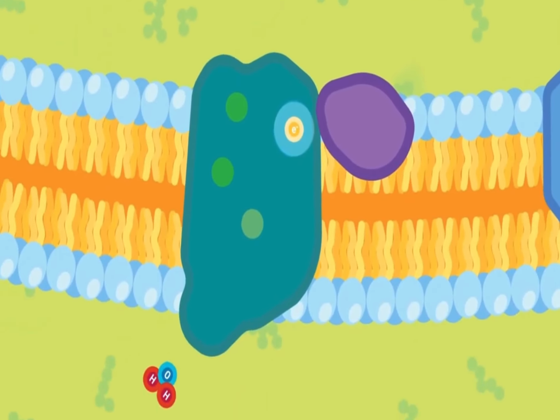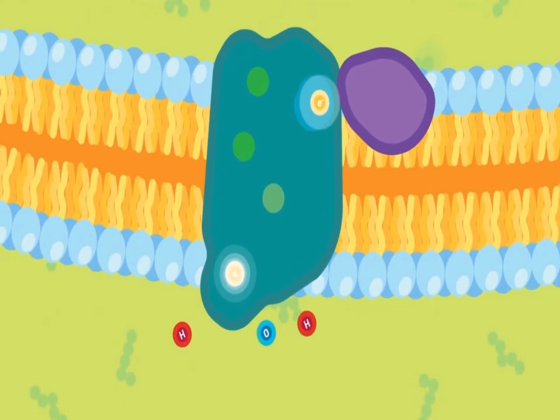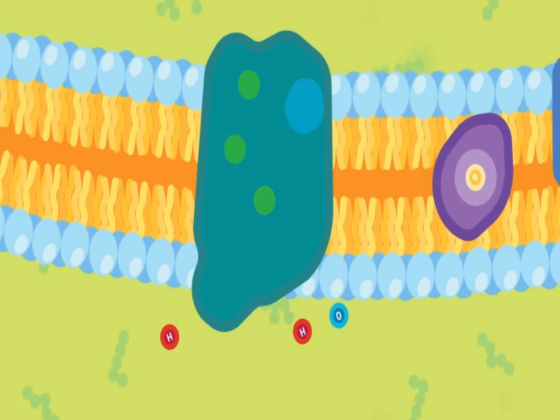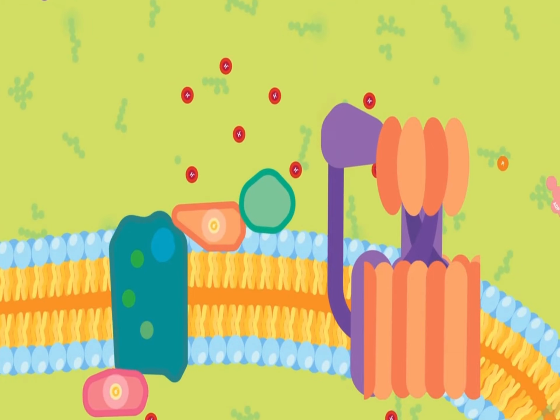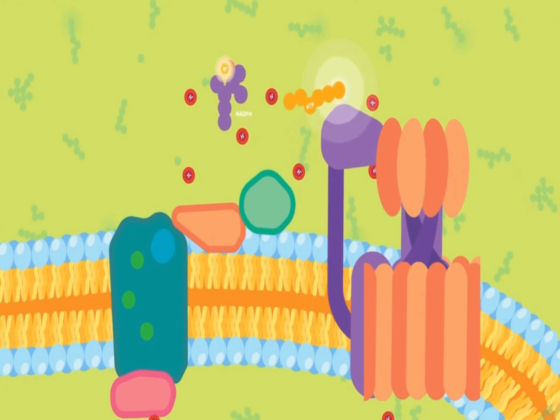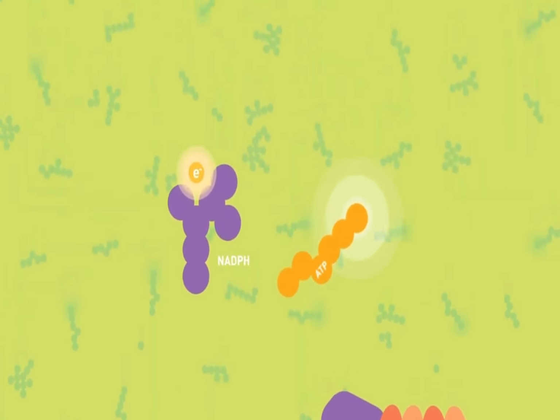Thus, the result of the light reaction is the production of oxygen released from the leaves, ATP and NADPH. The main difference between ATP and NADPH is the amount of energy molecules they release.